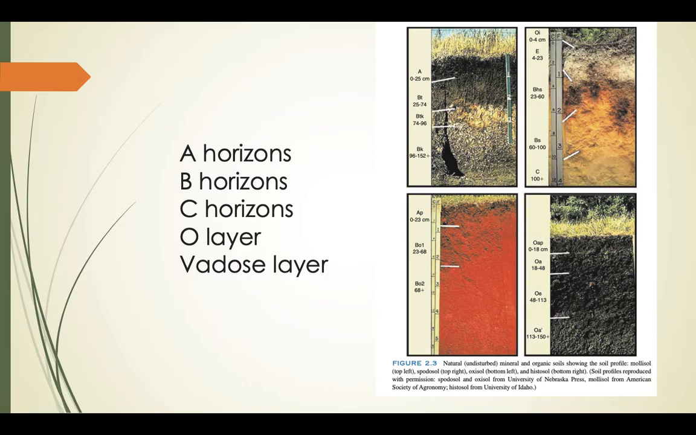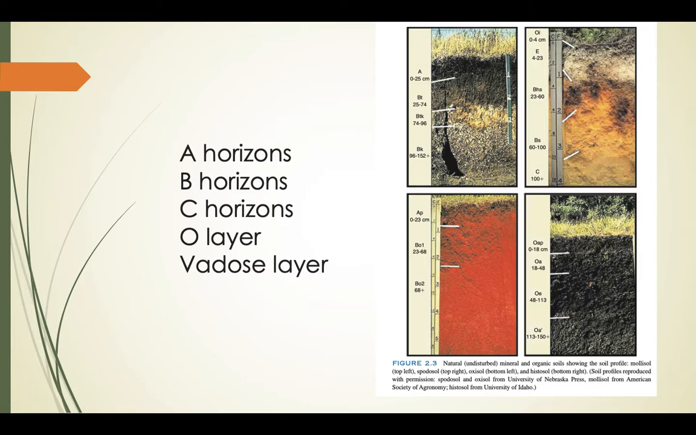The O layer is actually composed of organic matter that leaches from the uppermost portions, from the upper layers, from the A horizons. So we expect the organic matter to be mostly present on that O layer side. Then we also have the vadose layer, which is already underlying everything, all horizons.